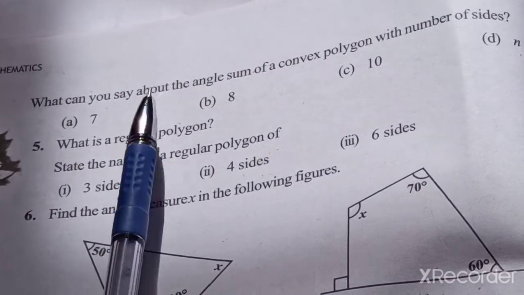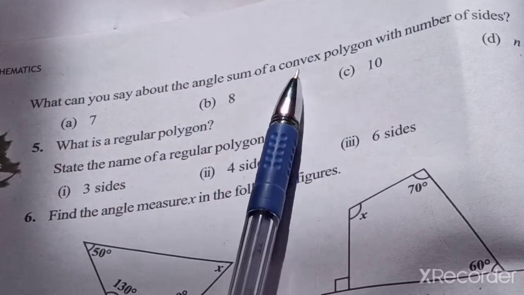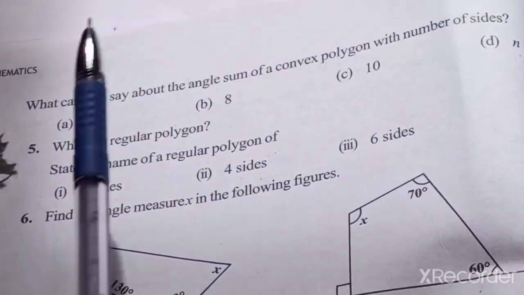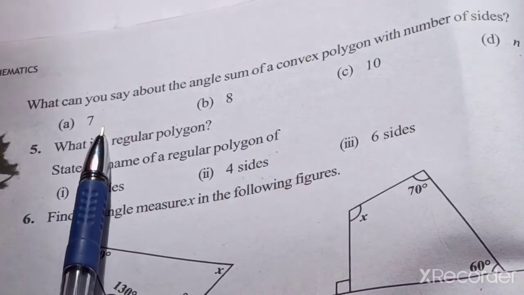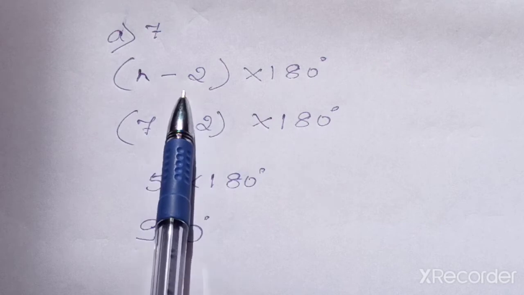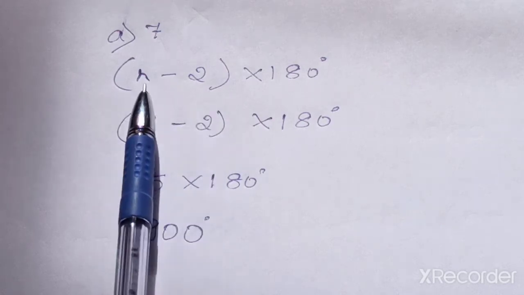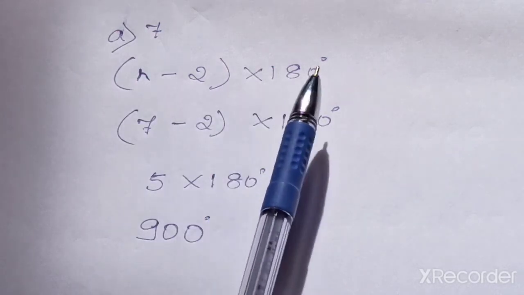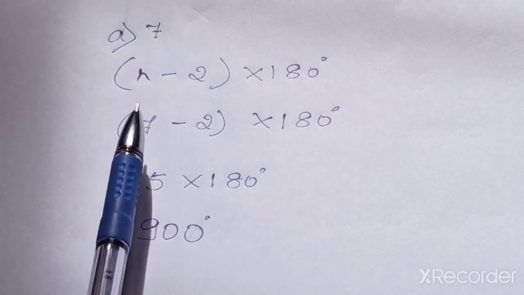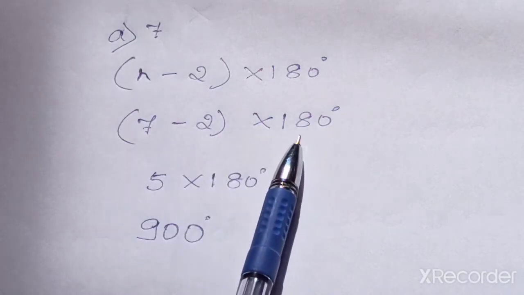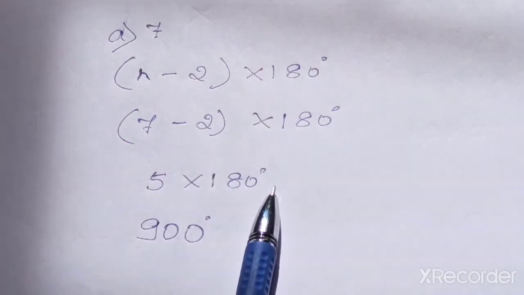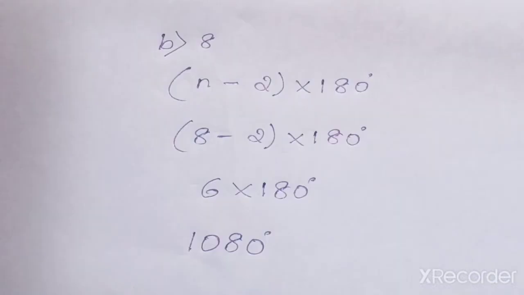What can you say about the angle sum of a convex polygon with the number of sides? Sub question A, 7. As I told, this is the formula to find the angle sum. N minus 2 into 180 degrees. So here the number of sides is 7. So 7 minus 2 into 180 degrees. 7 minus 2 is 5. So 5 into 180 degrees is 900.